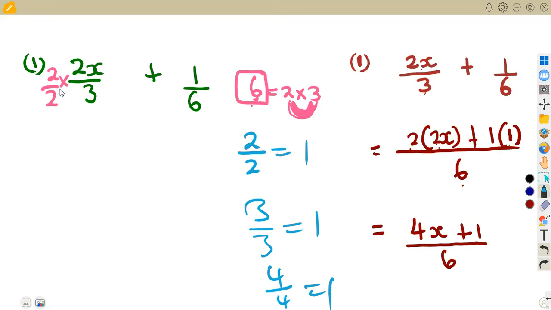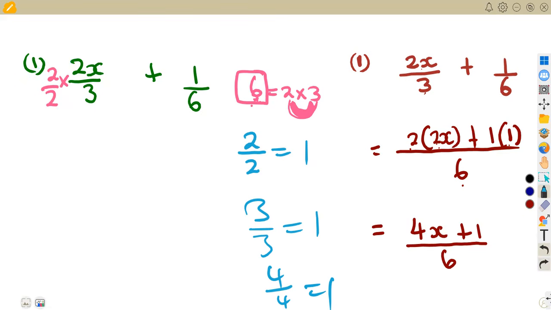But if I multiply by only 2 here, I have changed the question because it will be 2x over 6, which has changed. We are not supposed to change this 2x over 3. We are just supposed to write it in another way. So we multiply by that number that is going to change this to a 6. But also to the numerator, we must do the same.